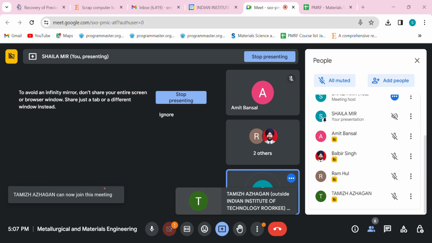Ma'am, only ultrasonic. Ultrasonic. Okay. See, visual inspection cannot go for micron subsurface cracks or below the surface, right? It is more of a surface property. So this is not true.